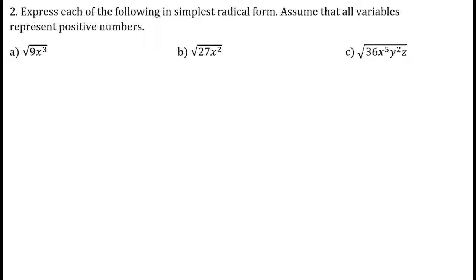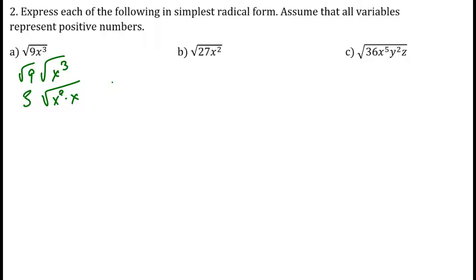Number 2, express each of the following in simplest radical form. Assume that all variables represent positive numbers. A, the square root of 9x to the third. Well, we deal with the numbers, and then let's deal with the variables. The square root of 9 is 3, and the square root of x to the third is x squared times x.